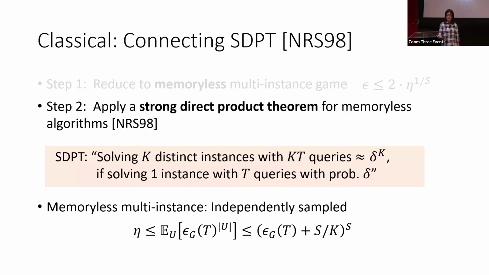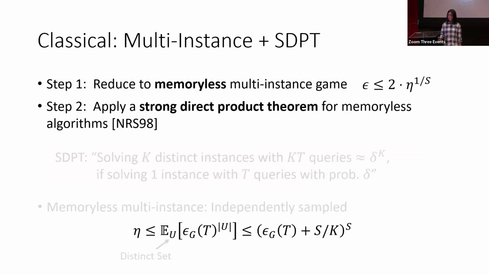There's also one thing to notice: the strong direct product theorem works for distinct instances, while in the memoryless multi-instance scheme, each instance is independently sampled and there might be some repetitions. So in our bound, we only look at the distinct set of instances, the distinct set of sorts that is sampled in this multi-instance scheme, so that we can actually apply our direct product theorem. And this pre-processing advantage, this S/K term here, actually comes from this expectation over this distinct set.